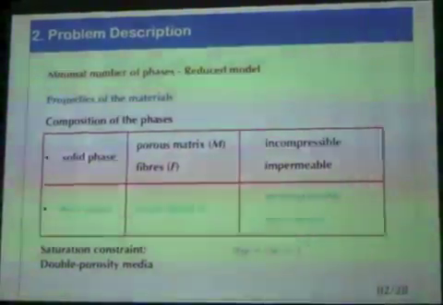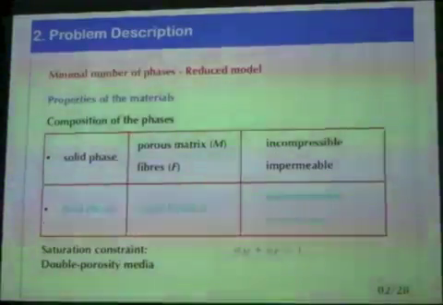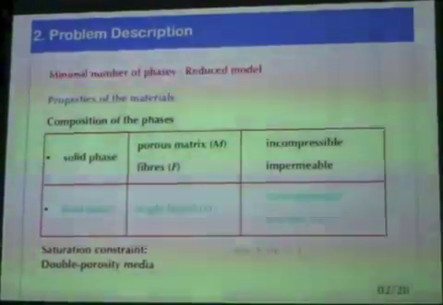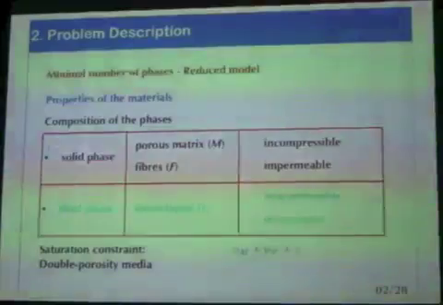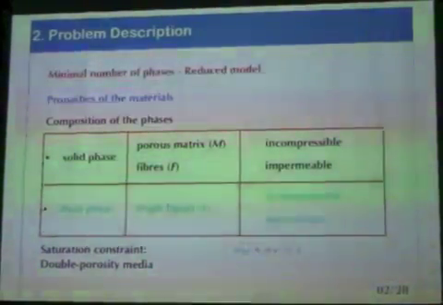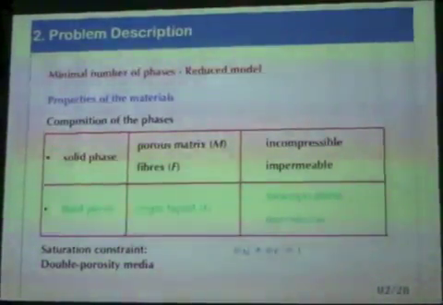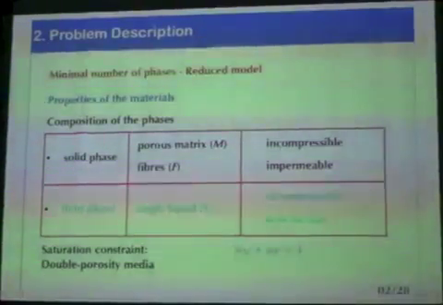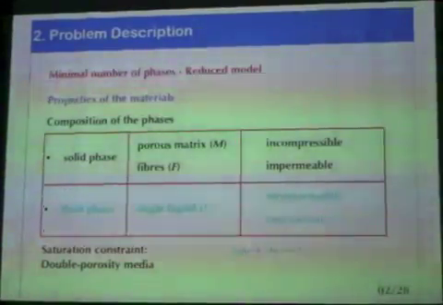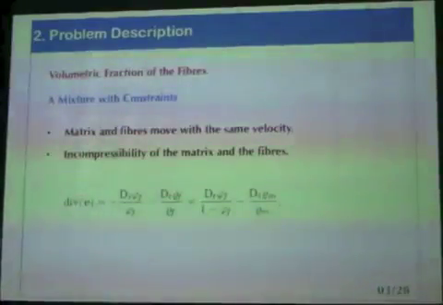We would like to model this composite material at this stage in a very simple way. First of all, we will get rid of the fluid, and we will propose a reduced model in which only a solid phase composed of a matrix and fibers is present. Of course, matrix and fibers exist with some volumetric fraction, and the sum of those two volumetric fractions has to be 1 at all times and at all points.